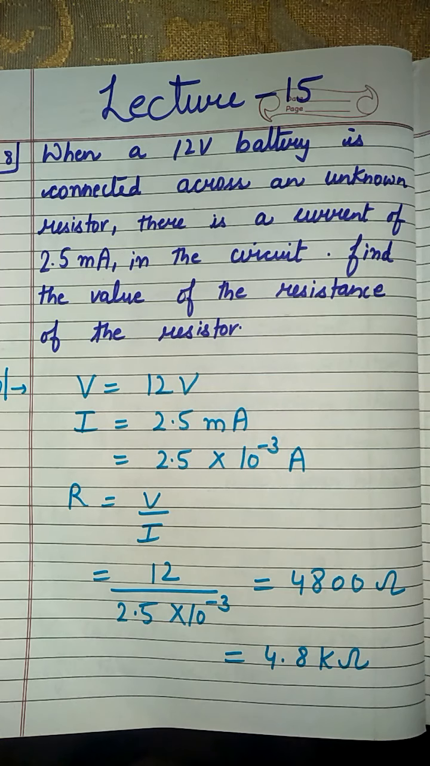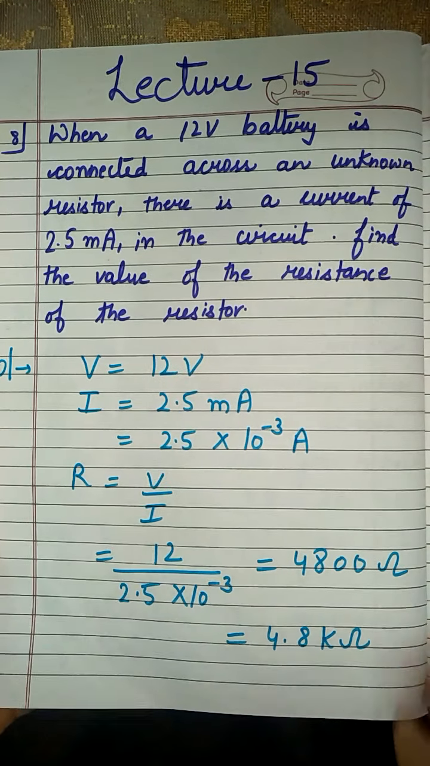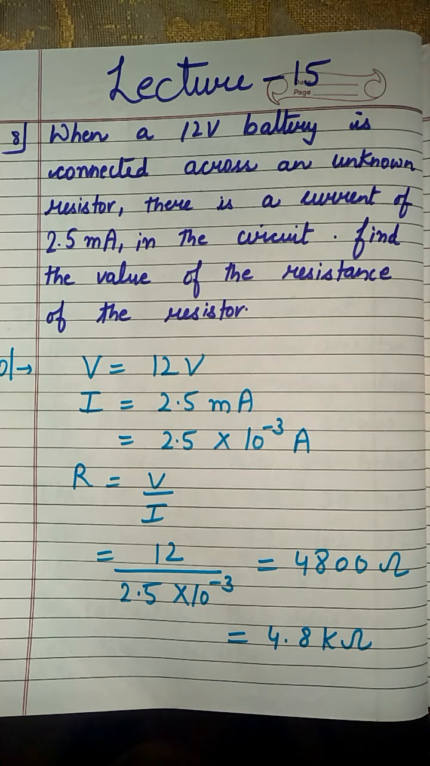So before starting with the 8th question, one thing I'll be telling you: I haven't solved the 7th question intentionally. Actually that question is to plot the VI graph. You can easily plot it, and how to find the slope from the graph was explained in the Ohm's law lecture. The video is available, so you can find the value of resistance yourself. I have left it for you intentionally.